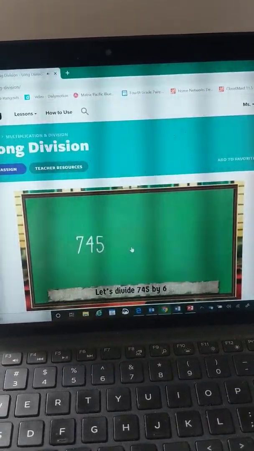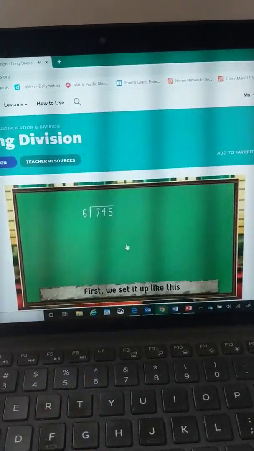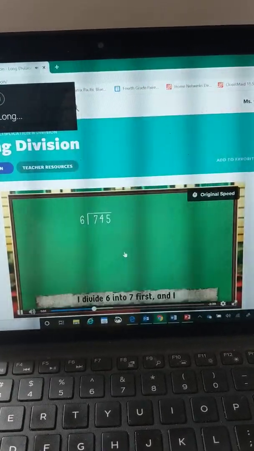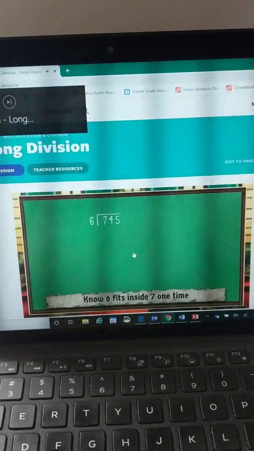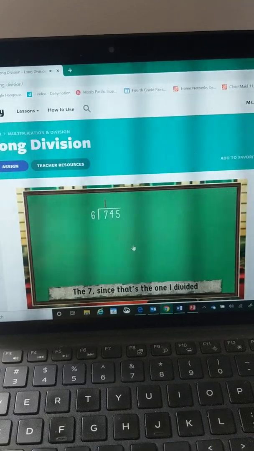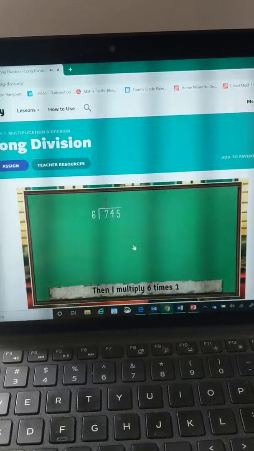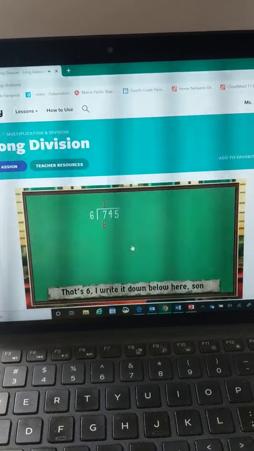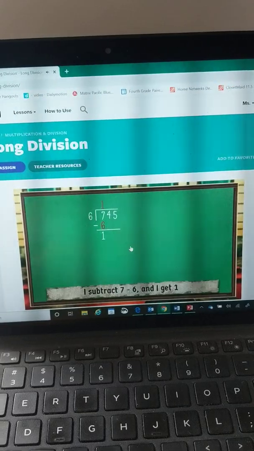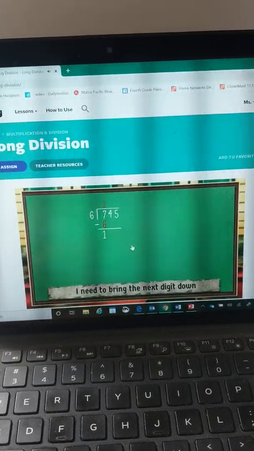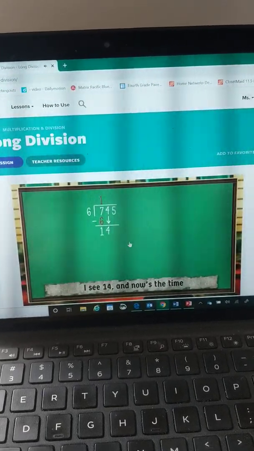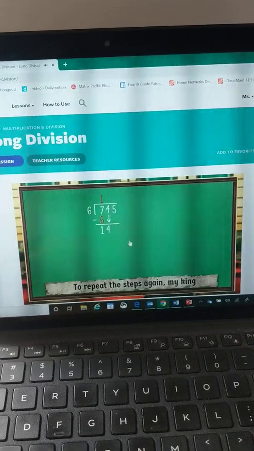Let's divide 745 by 6. First, we set it up like this. Then follow the steps for one digit now. Divide, multiply, subtract, and bring it down. I divide 6 into 7 first, and I know 6 fits inside 7 one time. So I write 1 up top and keep it in line with the 7. Since that's the one I divided, then I multiply 6 times 1, that's 6. I write it down below here, son. You call me son? The next part is fun. I subtract 7 minus 6 and I get 1. The party's not over now. I need to bring the next digit down. I bring the 4 down beside. I see 14. And now's the time to repeat these steps again, my kin.